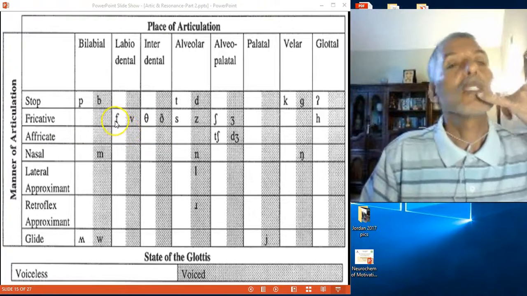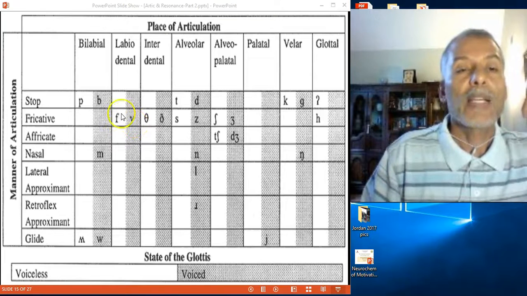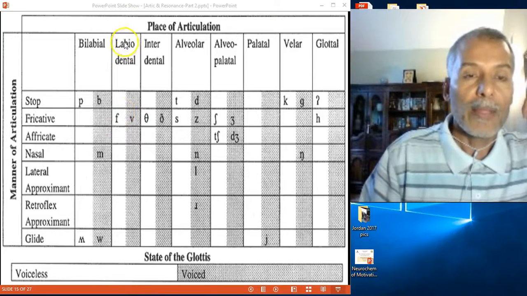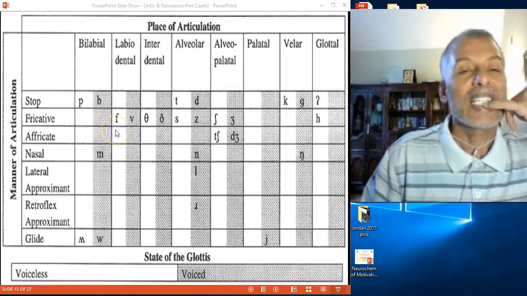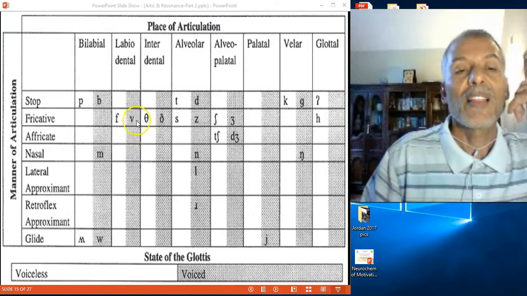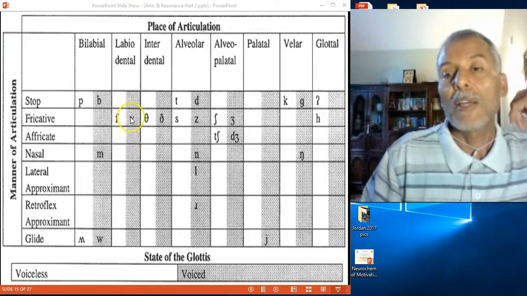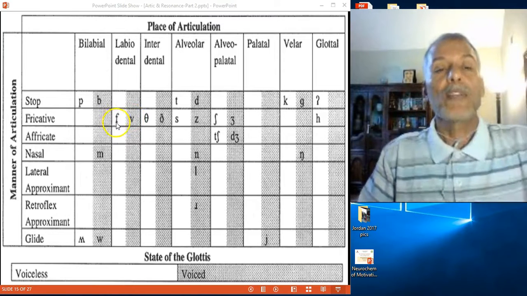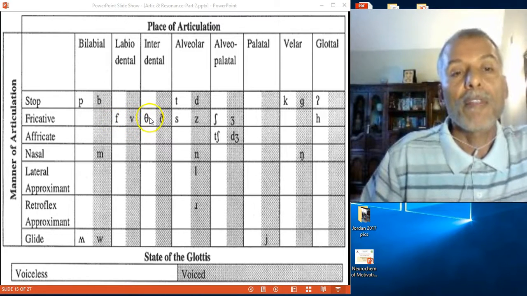So the first is f, as in fun, and that sound is voiceless, and then labiodental, and then fricative. Labiodental: your lower lip contacts the upper front teeth. And then that is the same in everything except that the v is voiced while the f is not, or the f is voiceless. And then you have the th.